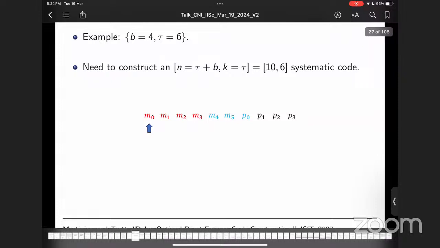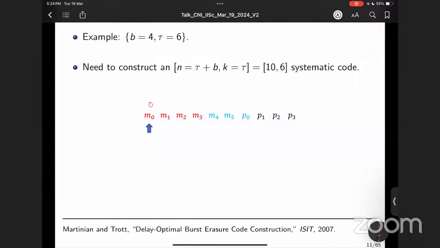So what we want is the following, okay? Here, the assumption is the following. The blue symbols are basically available to me. All the black symbols are not available to me. Why are P1, P2, and P3 not available to me? Because right now I'm looking at the decoding of M0, okay? And because there's a delay constraint tau equal to 6, I can go only 6 places after that. So if I number like this, 0, 1, 2, 3, 4, 5, 6, right? So 0 plus 6 is 6. So I can go only till P0.